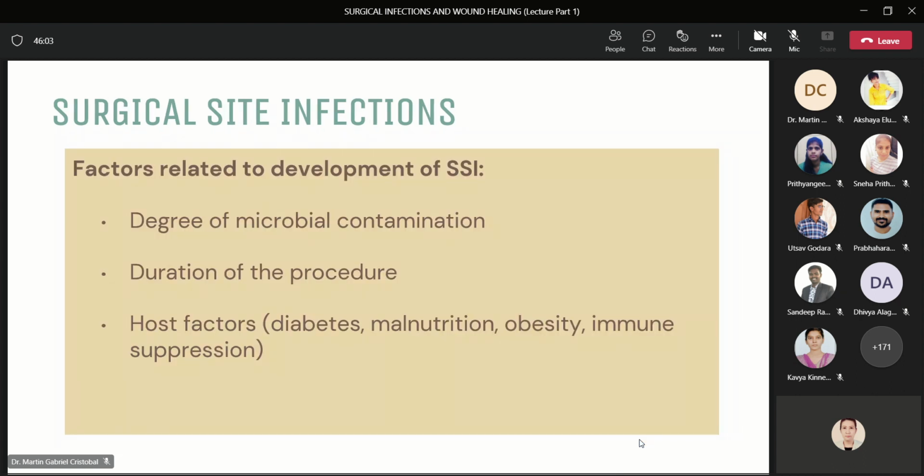So, what are the factors related to the development of surgical site infections? First, we have the degree of microbial contamination of the wound during surgery. Next is the duration of the procedure. And next are host factors such as diabetes, malnutrition, obesity, and immune suppression.